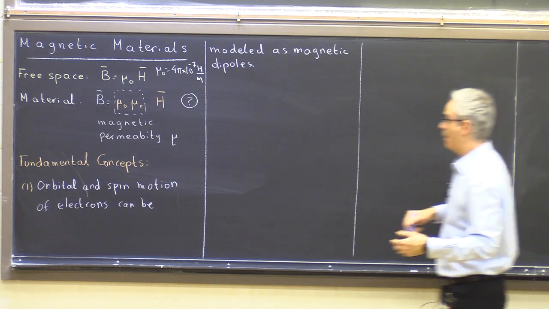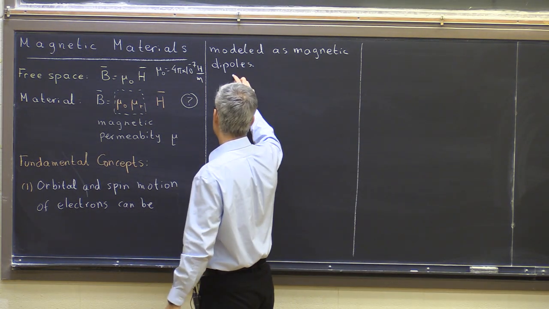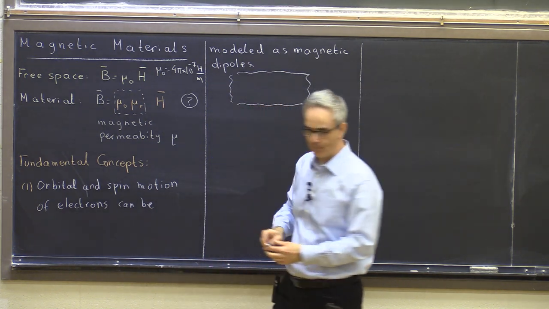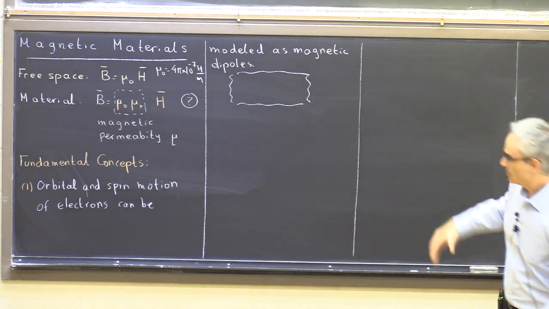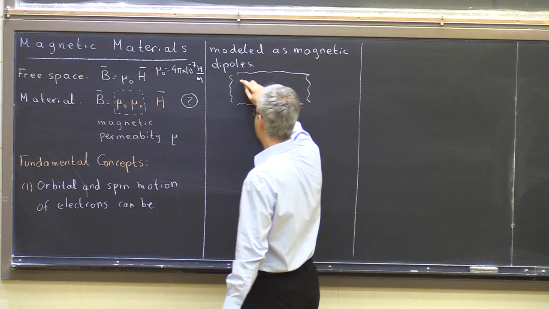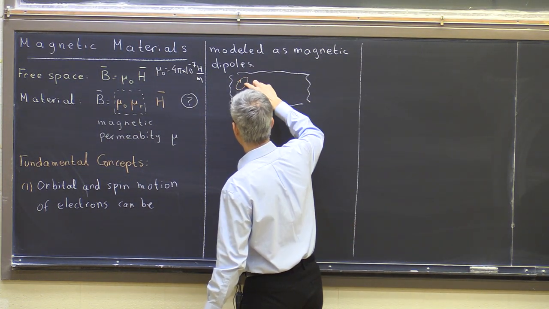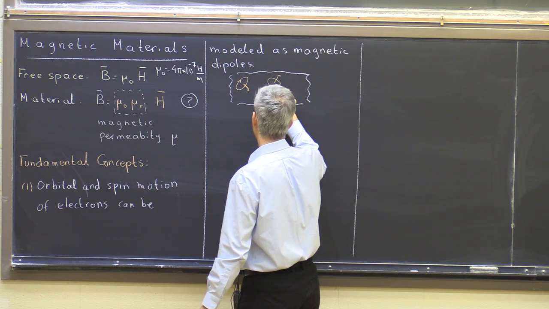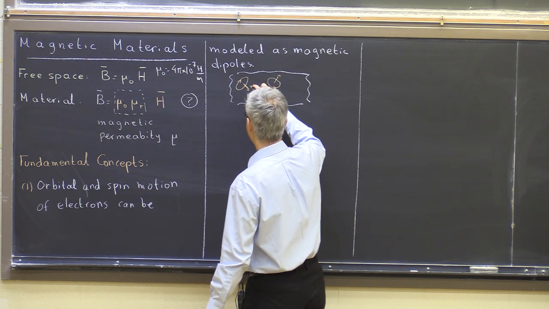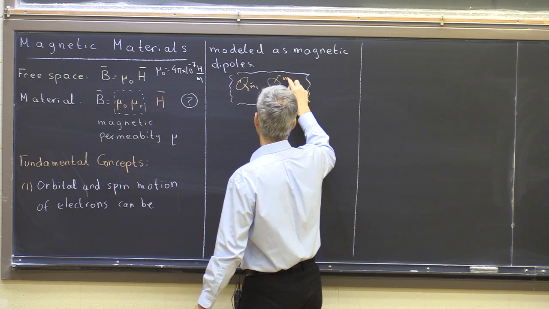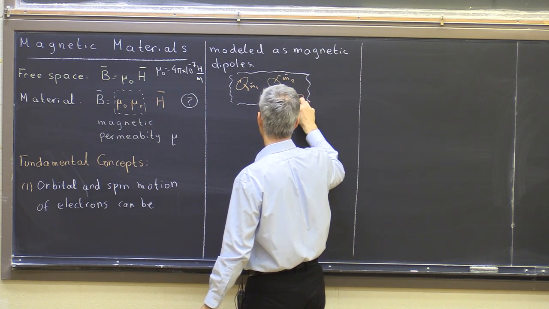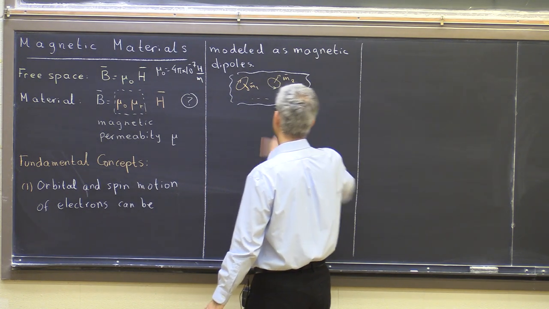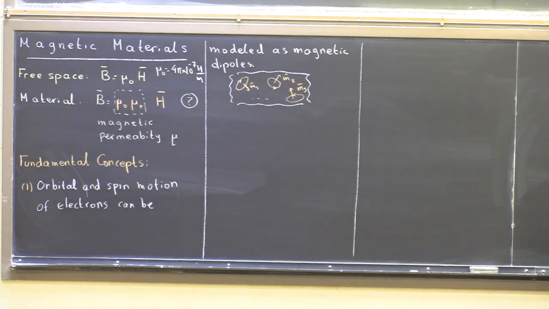So we see then a natural medium macroscopically as a volume where magnetic dipoles exist, and they are generally randomly oriented. And these are the magnetic dipole moments that result from these motions. Okay, so that's how it looks like.